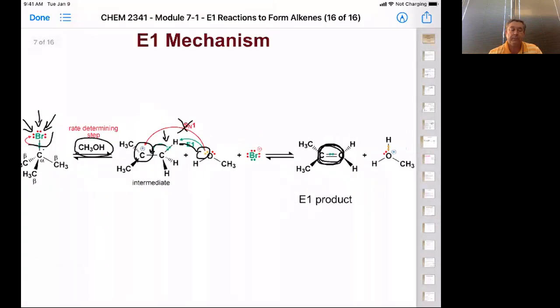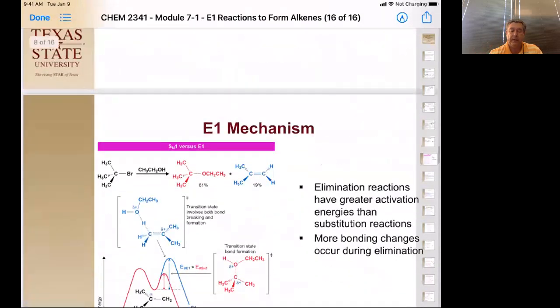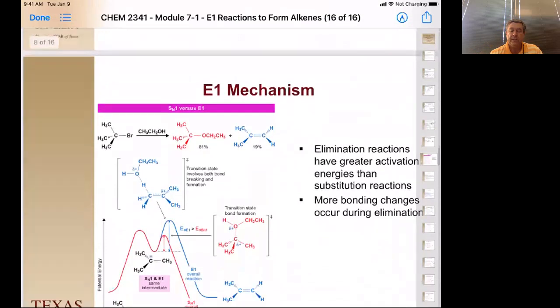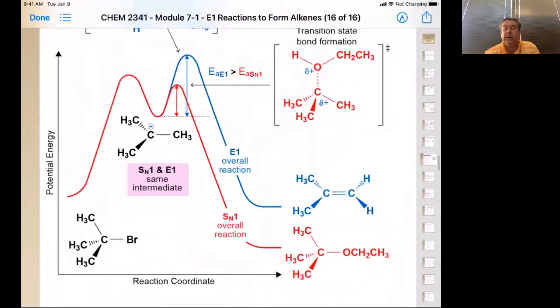So the electrons from the hydrogen here are the ones giving us our pi bond in our product. All right, and so let's just look at the reaction mechanism energy diagram, and then we'll quit for the day here. If we look at the energy diagram for this, we see that the first hump is that formation of the carbocation to give us our intermediate. And that's the same for both of them, whether it's an E1 or an Sn1 reaction.